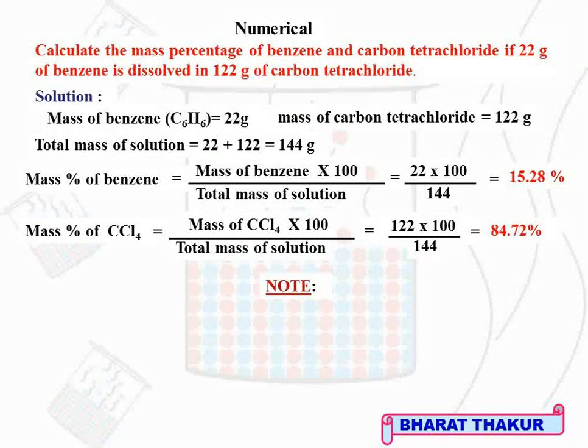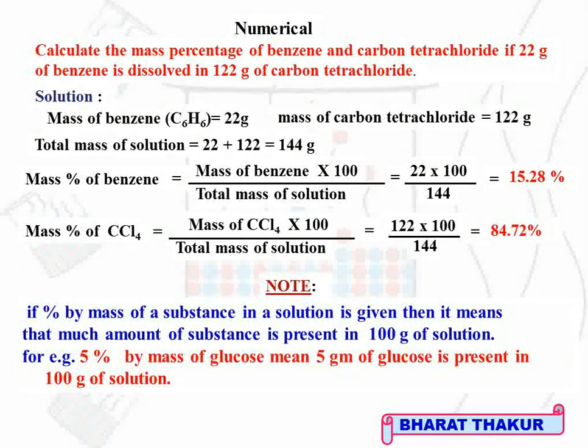But that can be possible only when the solution is containing only two components. Note, if percentage by mass of substance in a solution is given, then it means that much amount of substance is present in 100 gram of solution. So please understand this concept clearly.